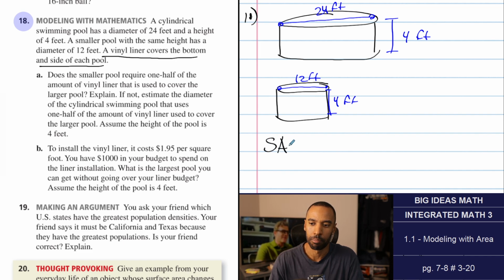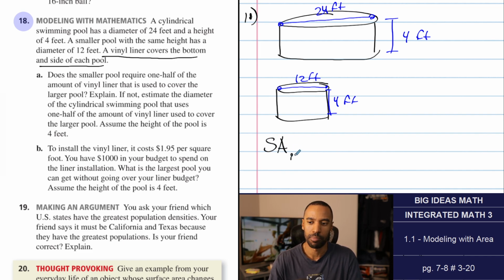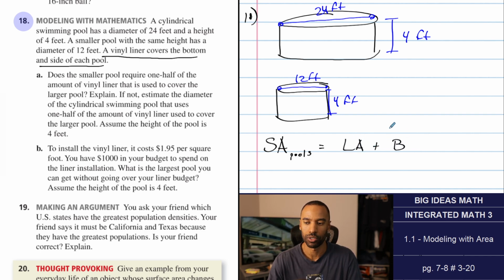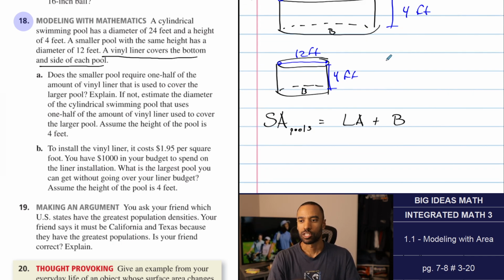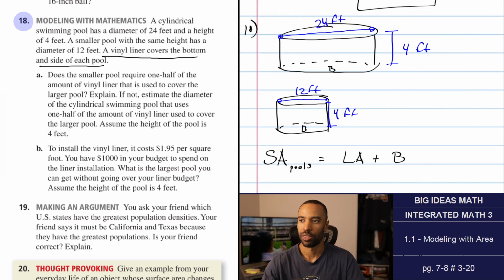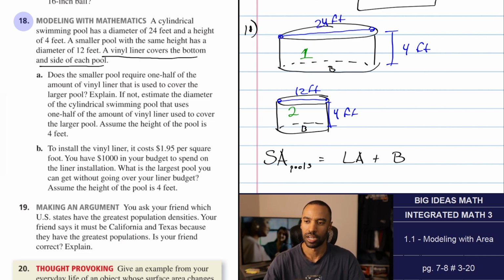Surface area of the pools, normally we'd say lateral area plus the area of both bases. In this case, we're only referring to the area of the bottom base, not the top. That doesn't have any vinyl covering on it. It doesn't matter which one we're talking about, but we'll call this object 1 and object 2. I probably should have done that for the others.